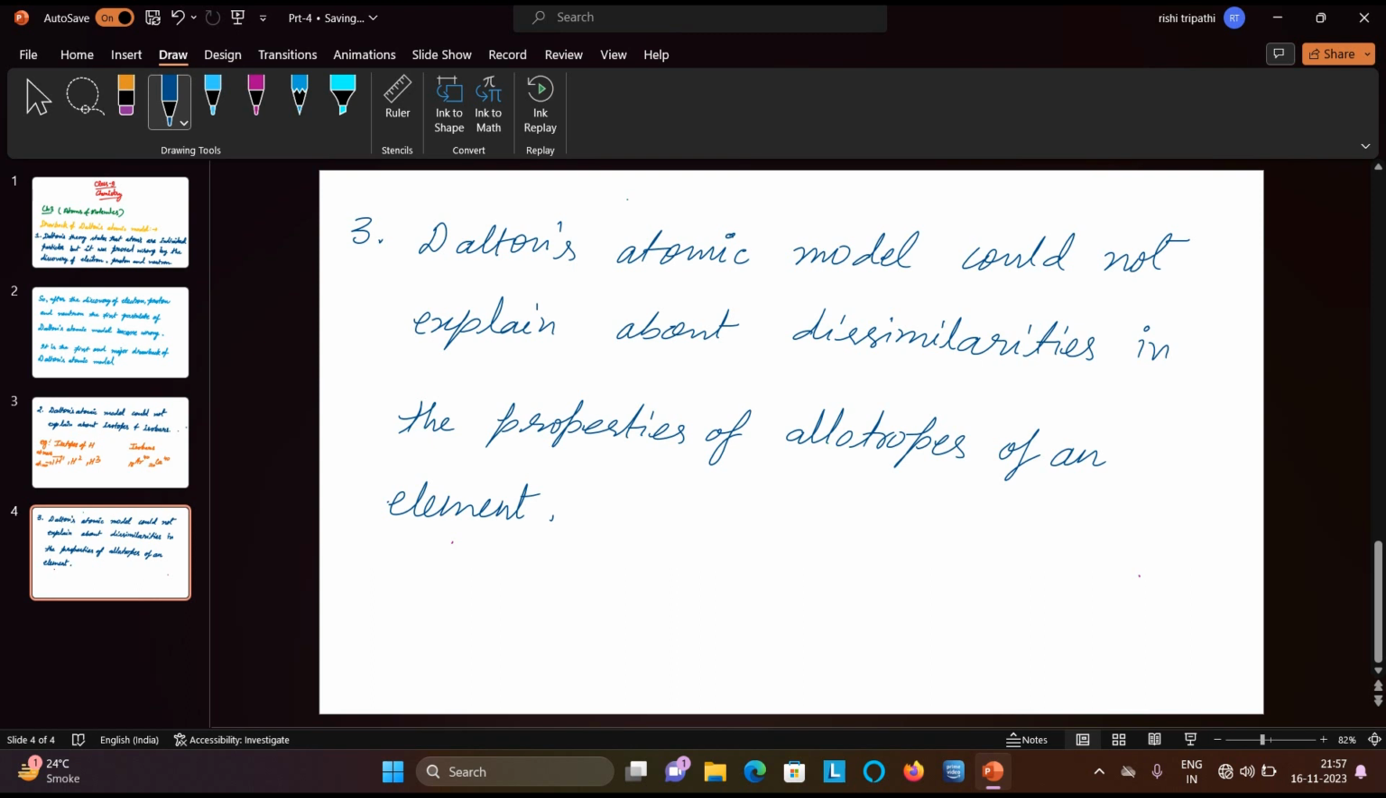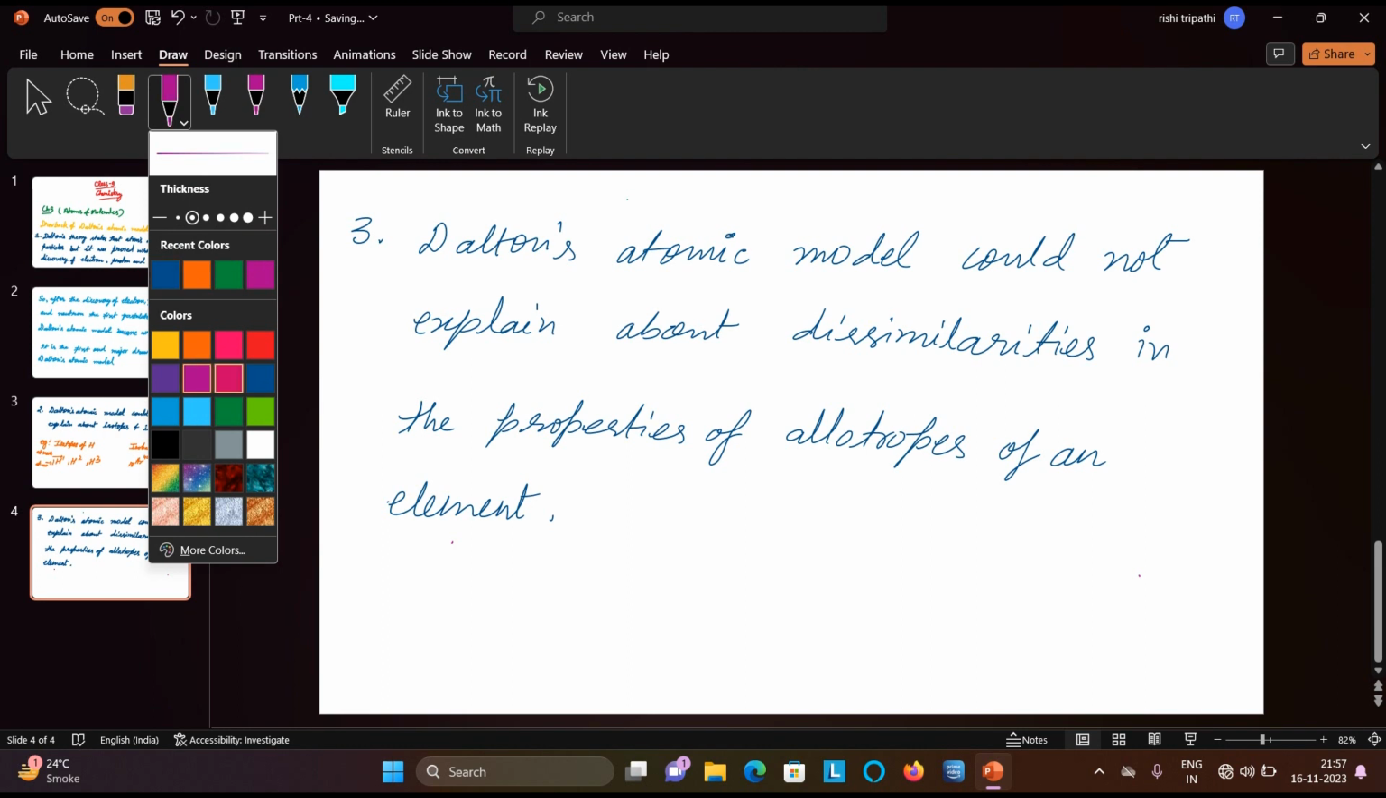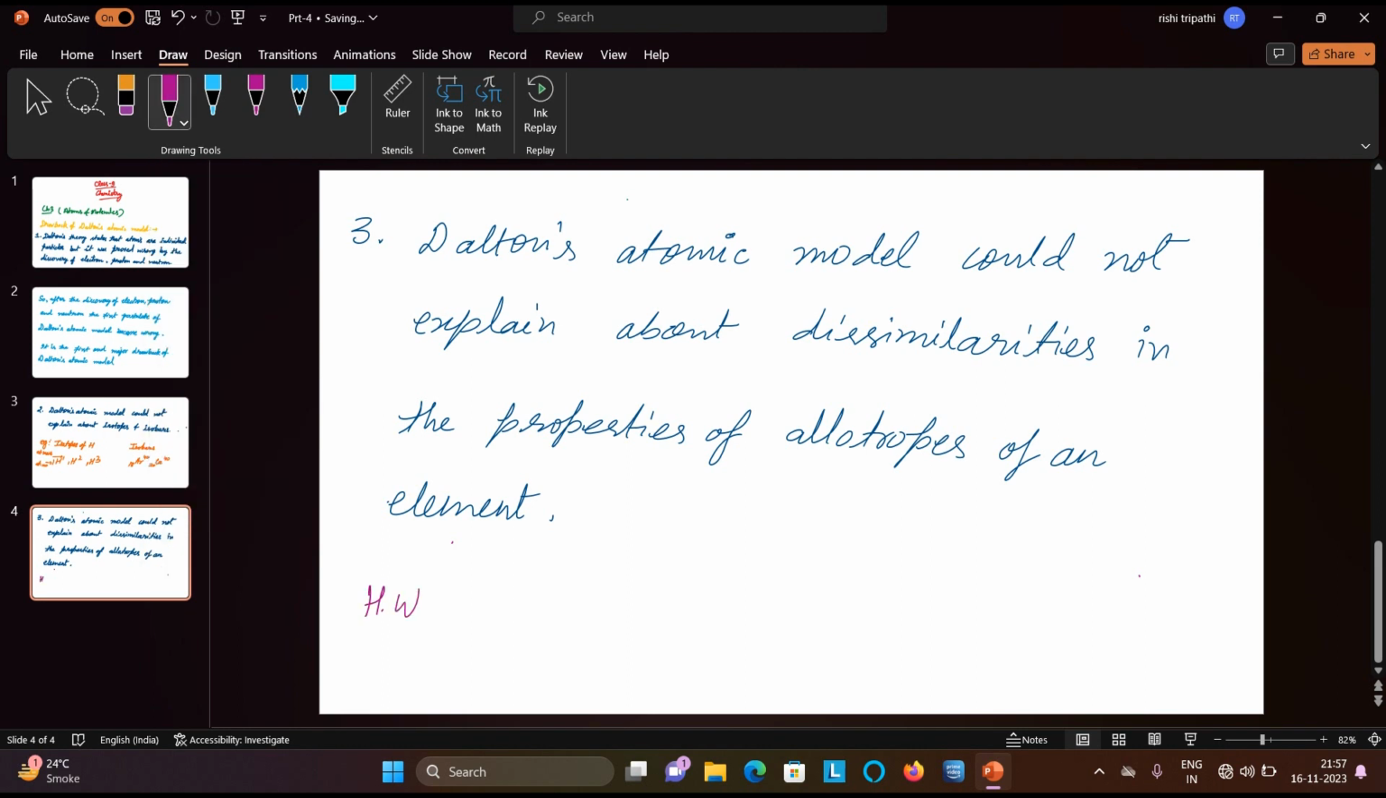So those were all the drawbacks of Dalton's atomic model. You can write down one homework: what are the allotropes of carbon. Thank you all.